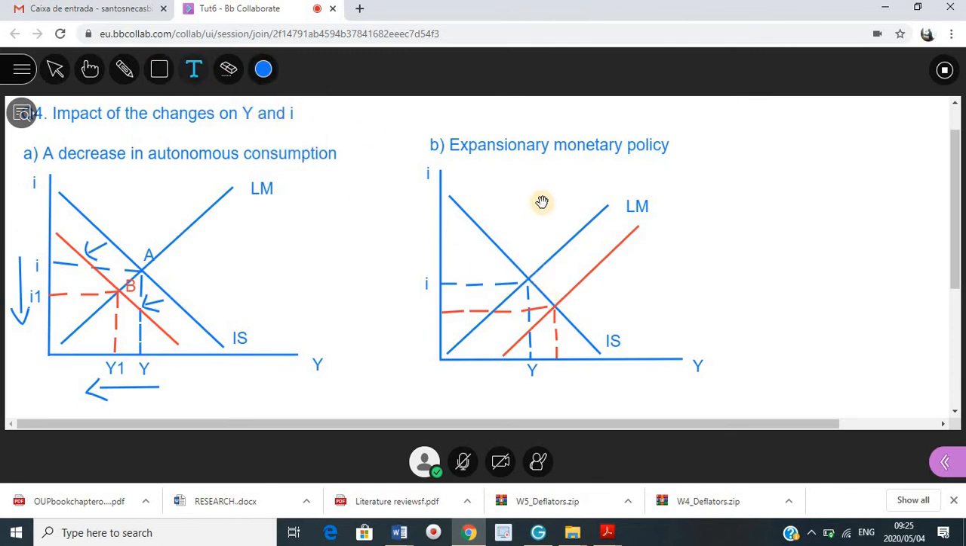So very good. Maybe we can just label this again to show that this is our first equilibrium. This is our second equilibrium. We'll call it B. Right? So this is our I1. This is our Y1. And once again, I will show that there was a change, which is going to be an increase due to an expansionary monetary policy. Very good. So maybe I can just show here. IS was like this, right?